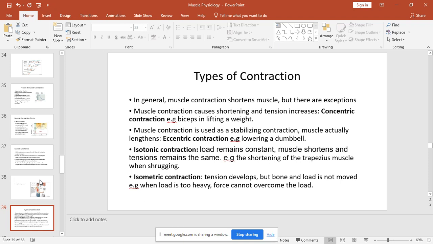You also have what is known as isometric contraction. We did say iso is same, metric is length. So isometric, same length. The length of the fiber is not changing. What happens here? The tension will develop, but bone and load are not moved. An example of this would be if, let's say, you're trying to lift a very heavy object which is beyond your capability. There's tension in your muscle, but there is no movement. The bone will not move and the load will not move.